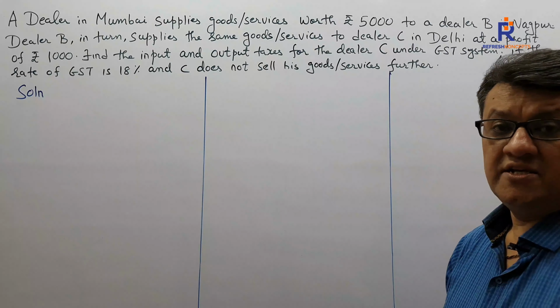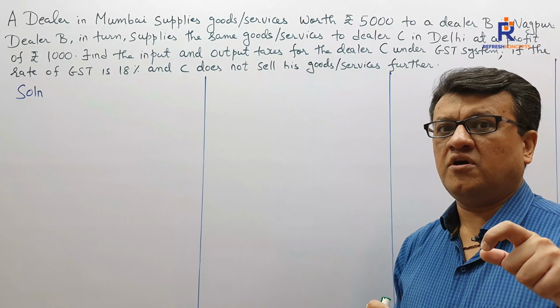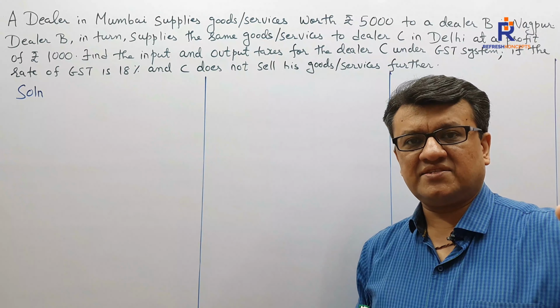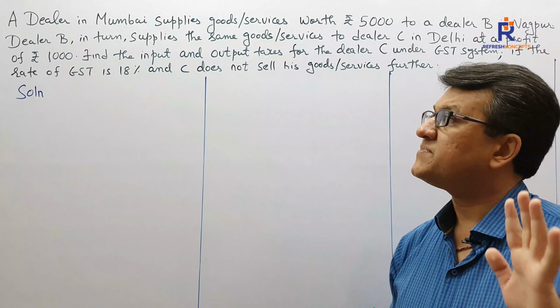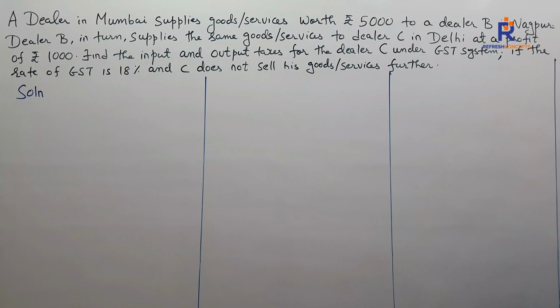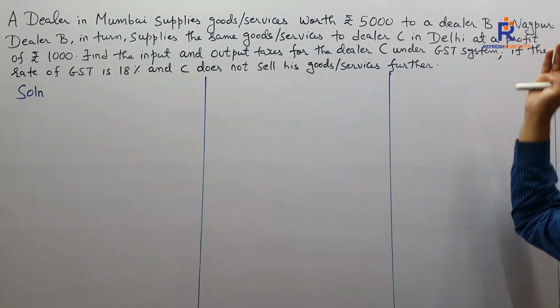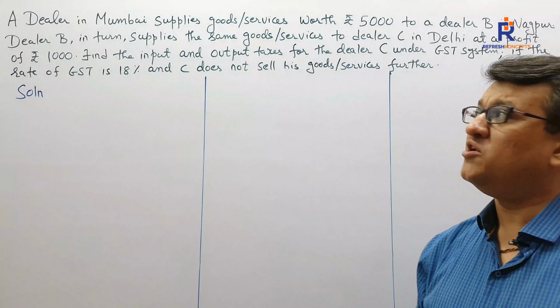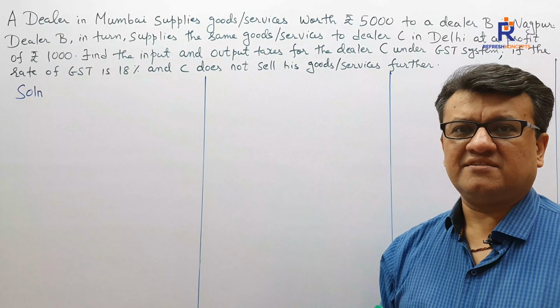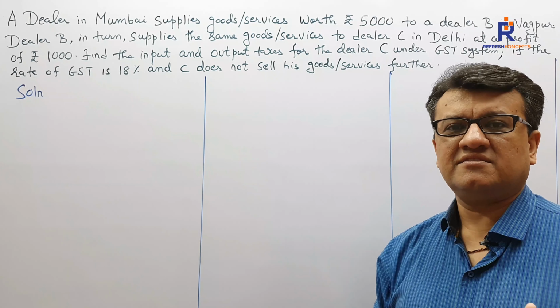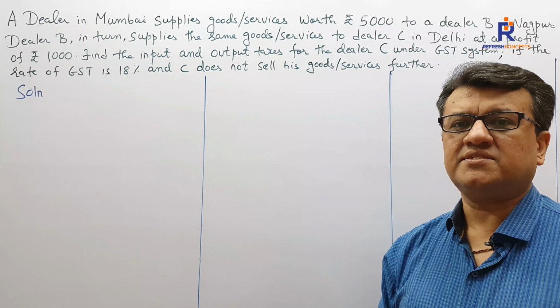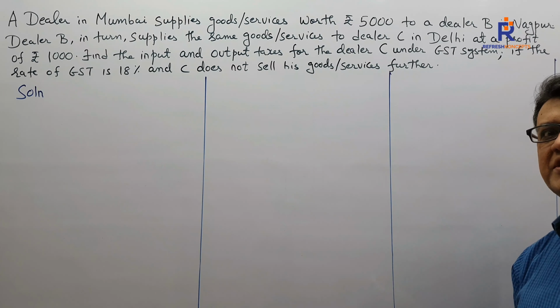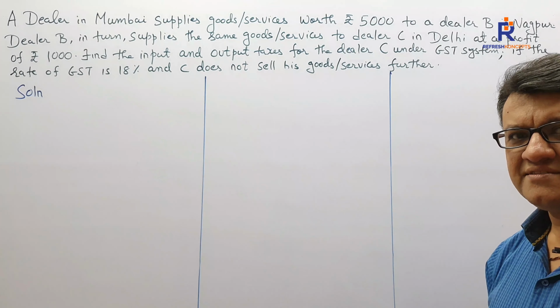We read the sum once again. So why did I pause? I paused for checking whether the states are the same or different. A dealer A in Mumbai supplied goods and services worth rupees 5,000 to dealer B in Nagpur. Dealer B in turn supplies the same goods and services to dealer C in Delhi. Now there is a change in state. So A to B intrastate, B to C interstate. When I say interstate, IGST. Intrastate, CGST, SGST.